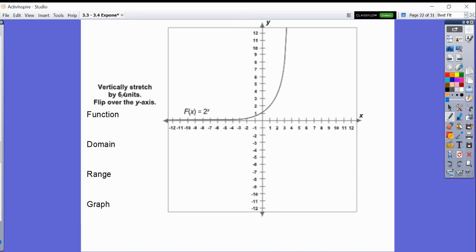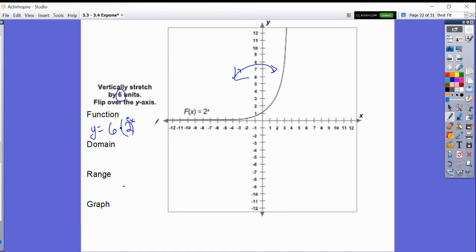All right, so this one, we are going to vertically stretch it by 6. Let's try writing the function first this time. So if we vertically stretch it by 6, we have 6 times 2 to the x. Make sure you note that it's not 12 to the x. It is 6 times 2 to the x, only the 2's to the x. And then if you want to flip it over the y-axis, well, flips are negatives, but where does that negative go if you're flipping over the y? It goes up here. So we actually have 6 times 2 to the negative x as our function.